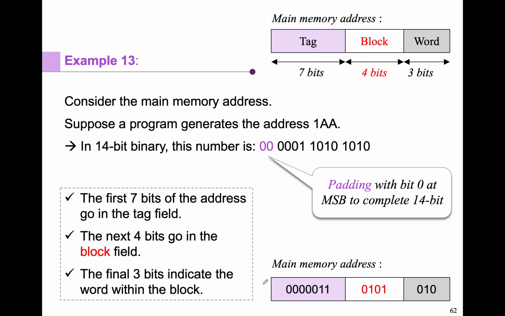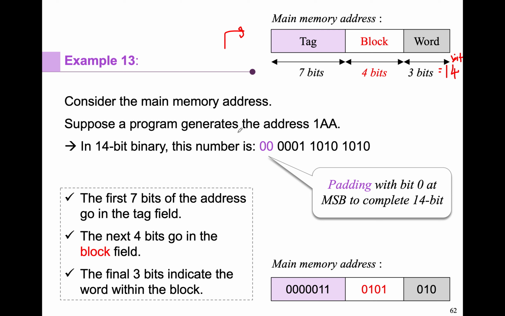Example 13. Consider the main memory address you were given already. Let's say you want to calculate first how many total bits you have. So you have 14 bits all together, including your tag, block, and words.